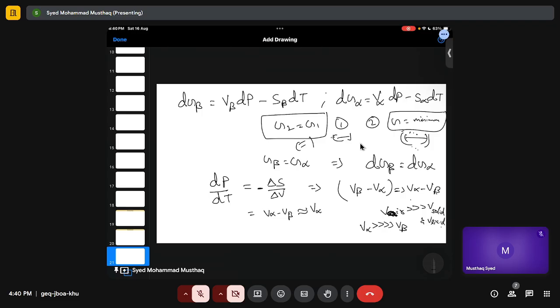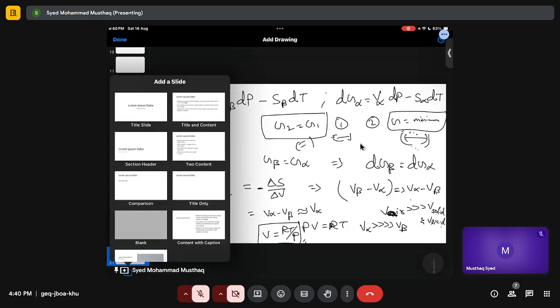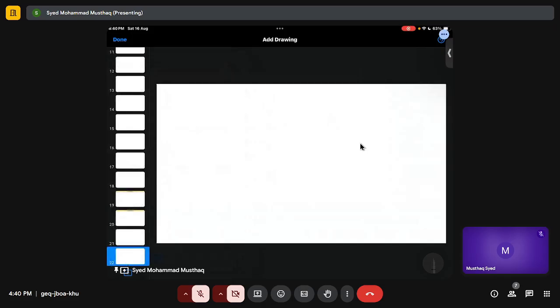Again, what is the ideal gas law? PV equals nRT, or RT for one mole. So V will be RT by P, because our alpha medium is gas here. So we have everything with us now.